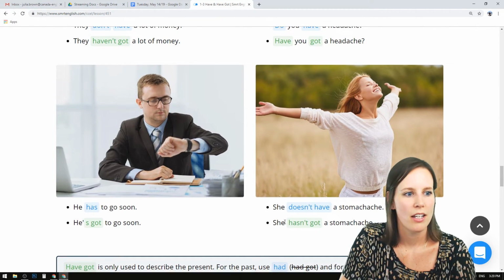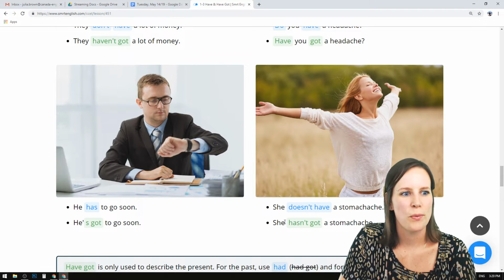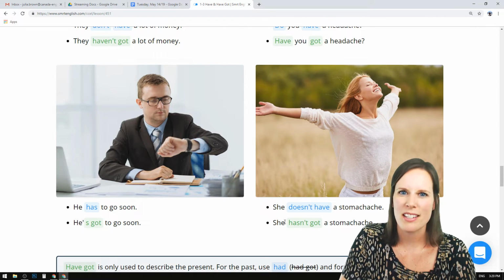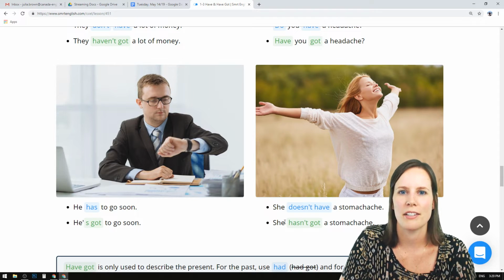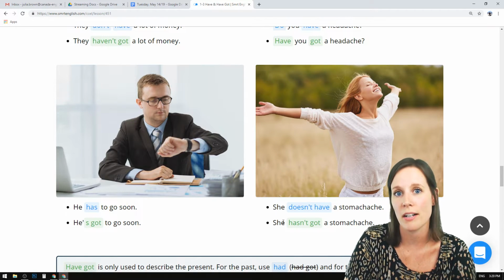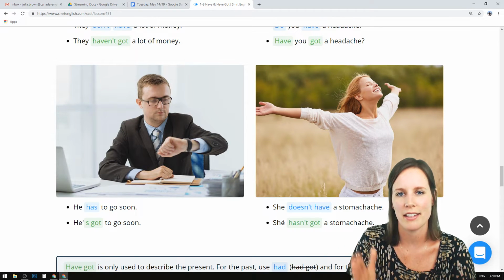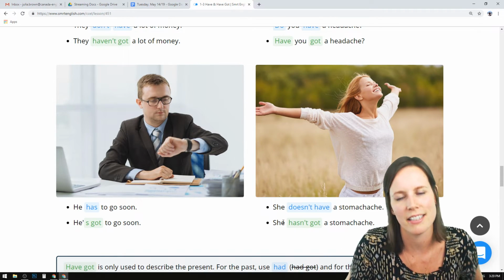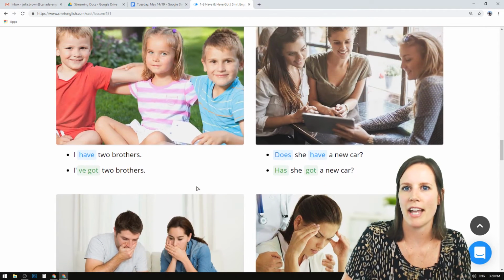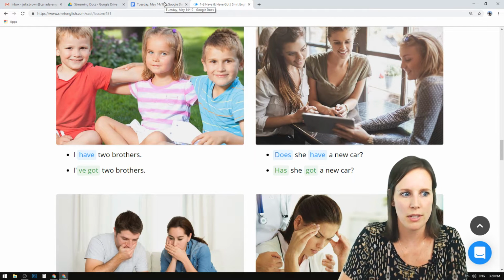Okay. So, which one is more common, have or have got? I would say there's no real solid answer to that. It really depends on the person. I would say perhaps in British English, have got might be more common than North American English. But again, I think it depends on the person speaking. But we'll talk a little more about have and have got. So let's go to our document.